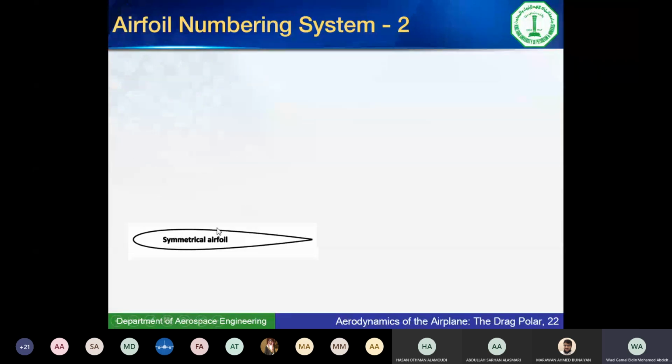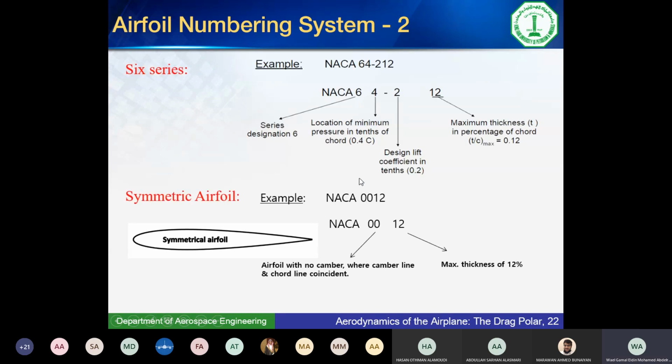Symmetric airfoils are important in the sense that they have 0 lift at 0 angle of attack. So if you put an airfoil like this in air, it will generate 0 lift, no lift whatsoever. If you increase the angle of attack, it will start to generate lift. Okay, so that's the 0012 we were talking about. It's a symmetric airfoil, and generates 0 lift at 0 angle of attack.